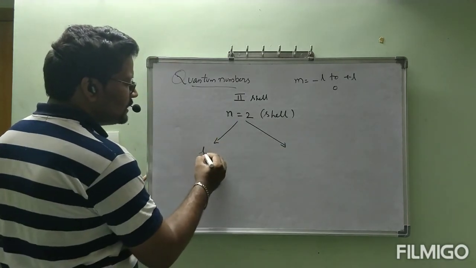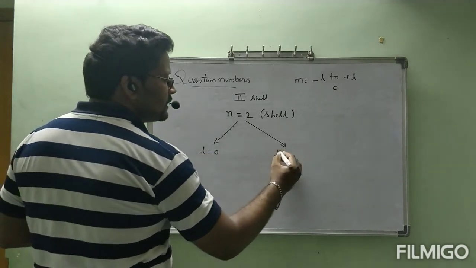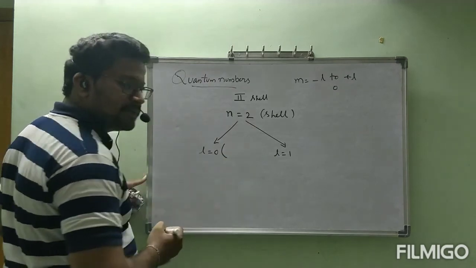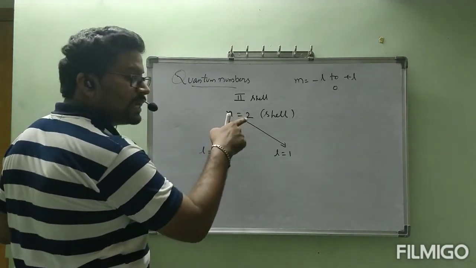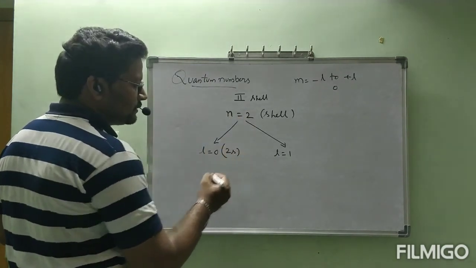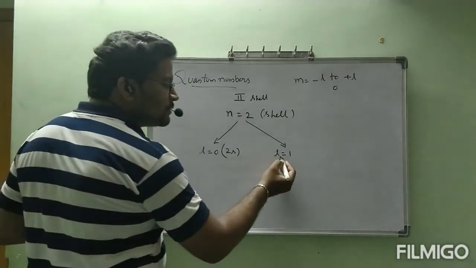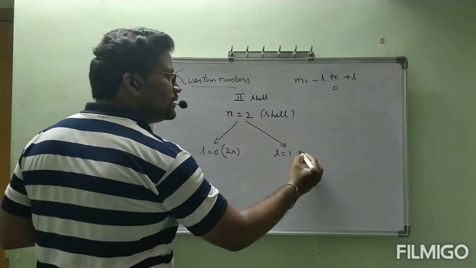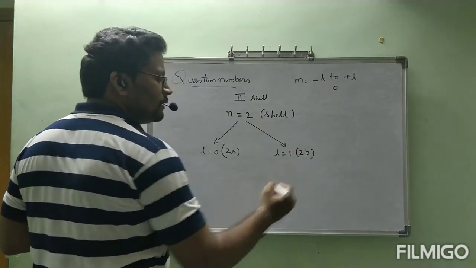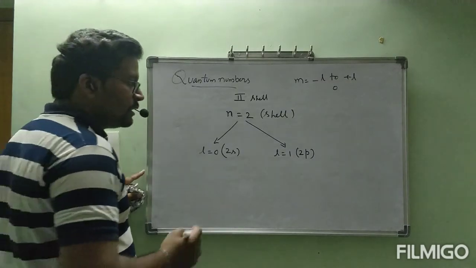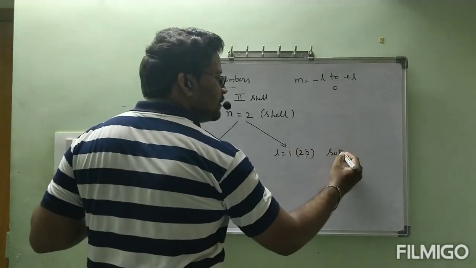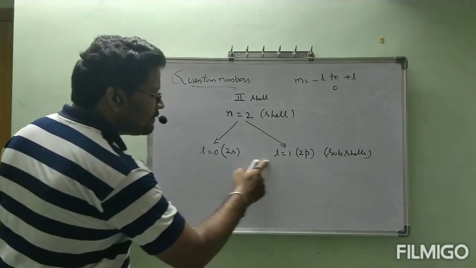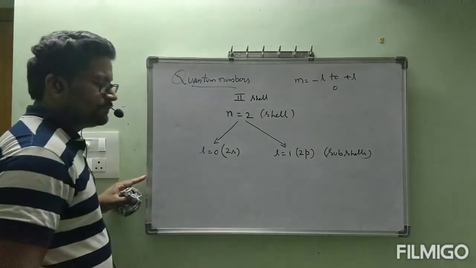This is l is equal to 0. This is l is equal to 1. l is equal to 0 means it is s. But that s belongs to the second shell, so it is 2s. l is equal to 1 means it is p. It belongs to the second shell, so it is 2p. These two are subshells. See, l values are representing subshells.